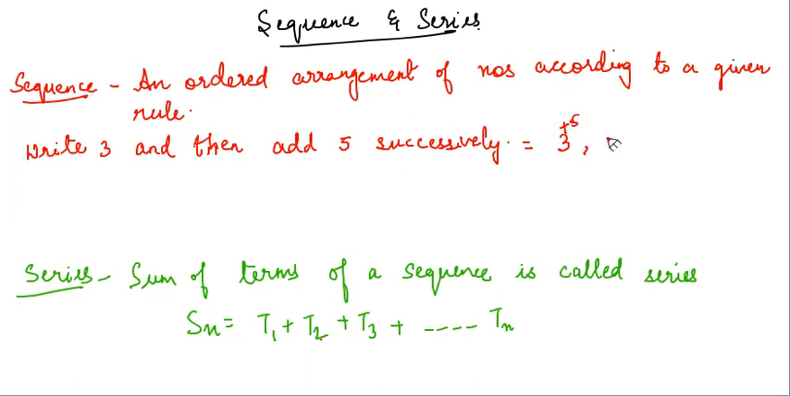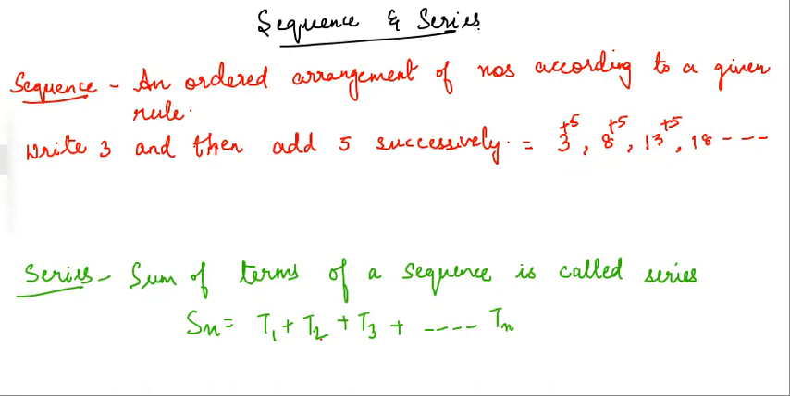So 3 plus 5 gives me 8. Again, I need to add 5. 8 plus 5 gives me 13. Again, I need to add 5. It gives me 18 and so on. So this arrangement is known as a sequence, which follows the same rule throughout.